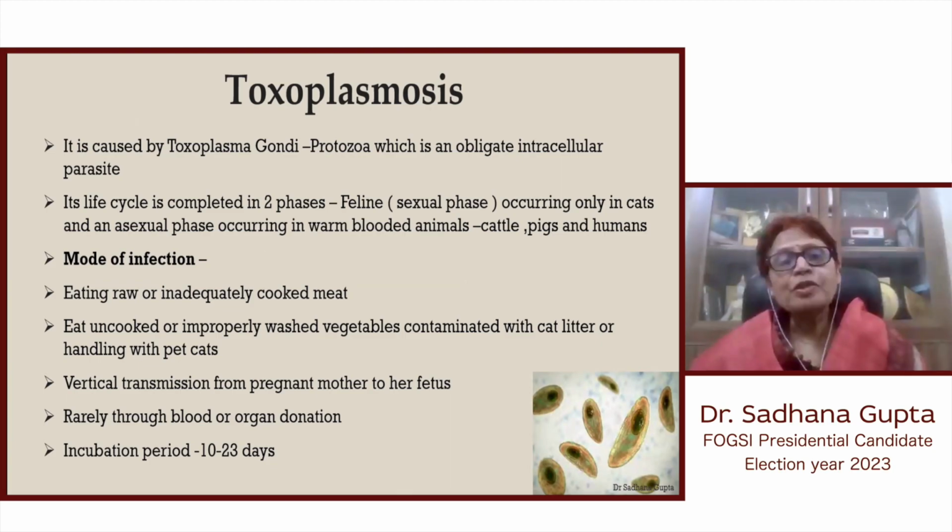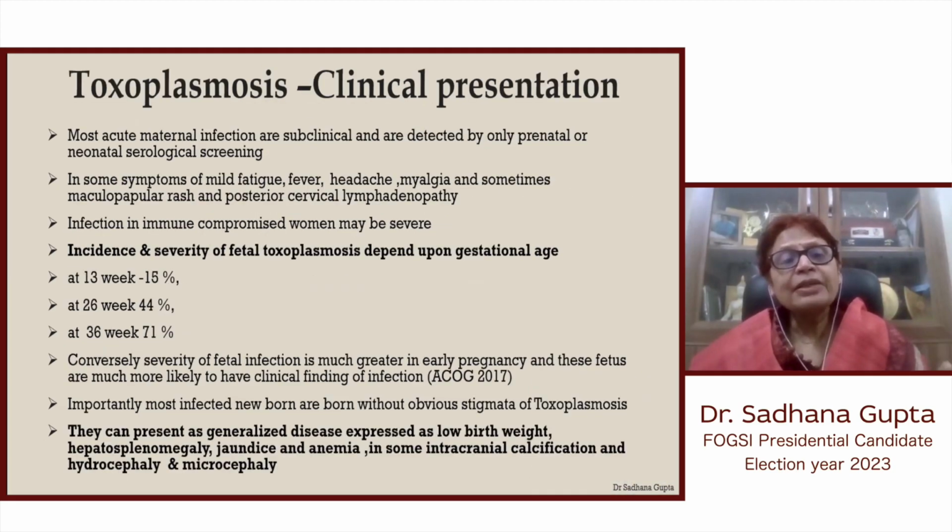Now coming to them one by one: Toxoplasma gondii is an intracellular protozoan parasite, transmitted through animals and pets. Cats are an important source, as is inadequately cooked meat. The severity of fetal toxoplasmosis again depends on gestational age: from 13 weeks it is around 15% affection, and by 36 weeks of gestation it is around 71%. What are the signs?